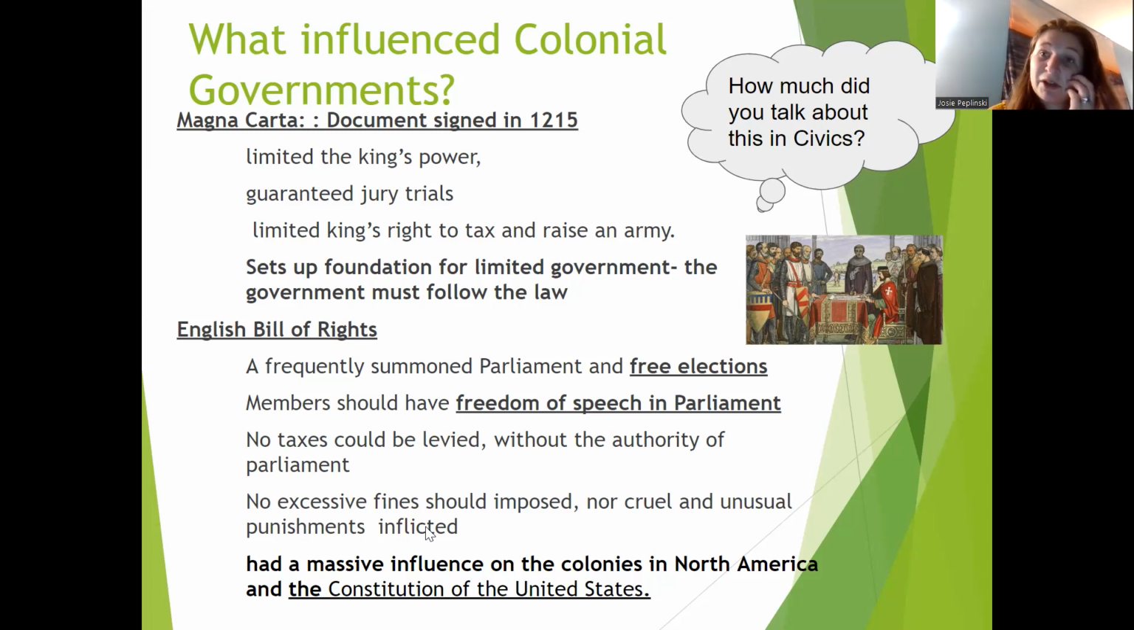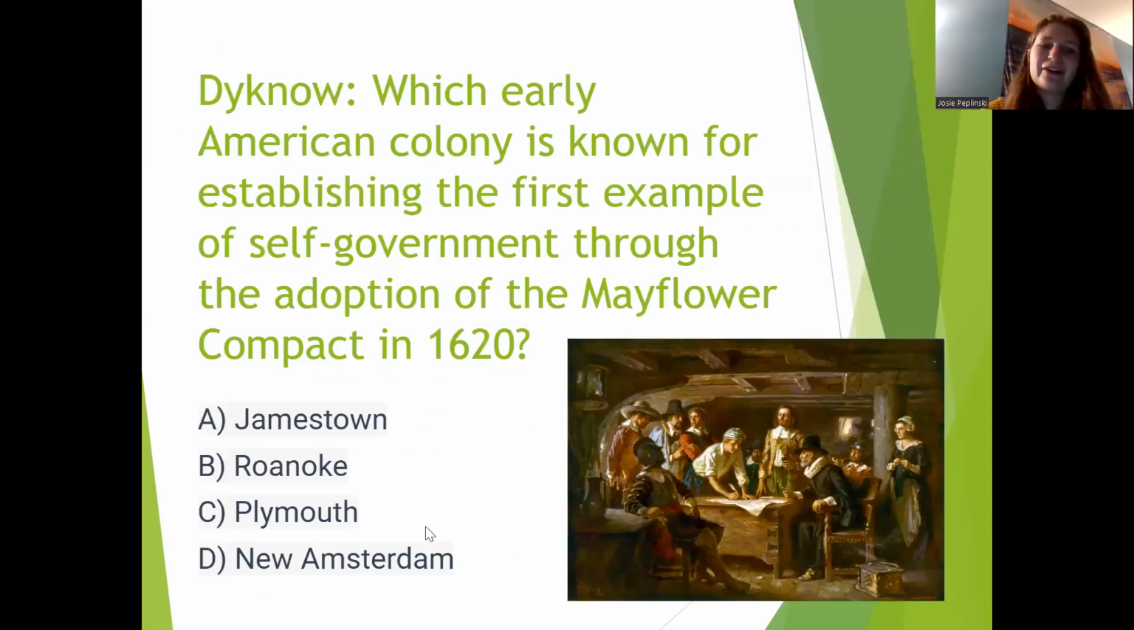And we've got the English Bill of Rights. So you know that also when we discuss the Constitution, we'll also see the Bill of Rights. So this English Bill of Rights required free elections, freedom of speech in Parliament, limited taxes without authority of Parliament, and this is going to have a massive influence on the colonies and, again, on the Constitution. I think this is something you've probably discussed in civics before, since it has such a great influence on the U.S. government as it comes to be.